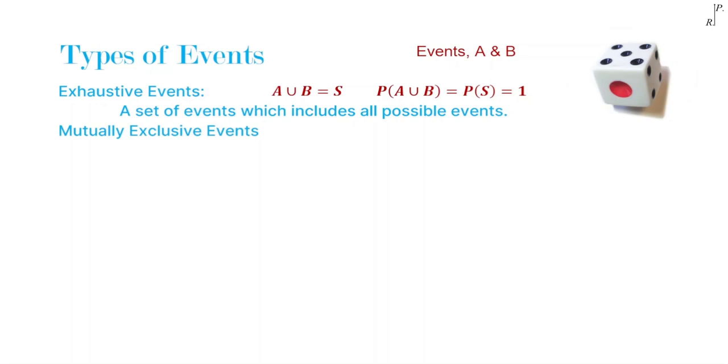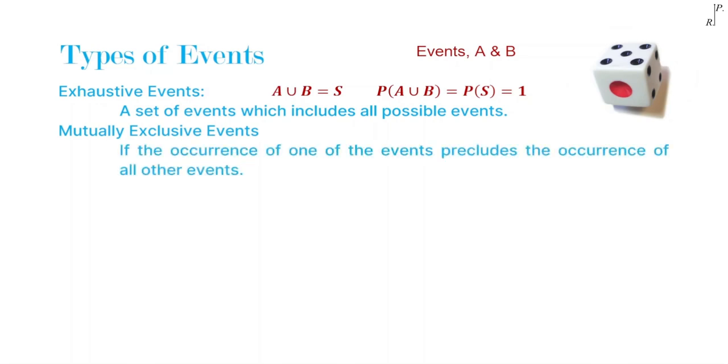Next is mutually exclusive events. Here, if the occurrence of one of the events precludes the occurrence of all other events, such are called mutually exclusive events. In our example of throwing the dice, for once, we are getting only one of the numbers between 1 to 6.